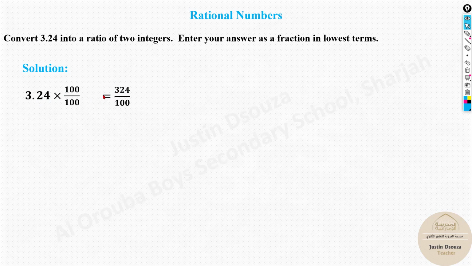Now you need to simplify. The table of 2 goes, you can divide by 2 on both sides. It will be 117 and 50. Now 3 table doesn't go, so there is no table that goes. This is the answer. So this is the lowest fraction.